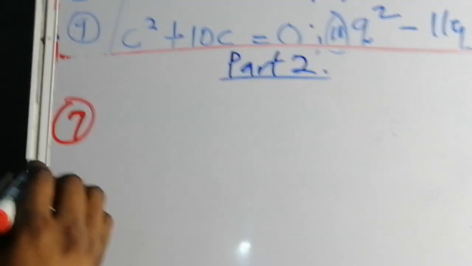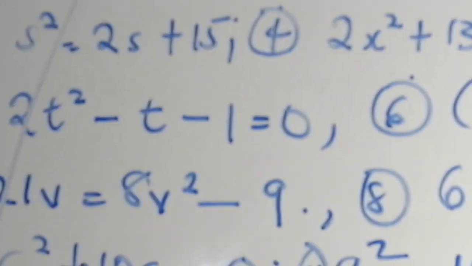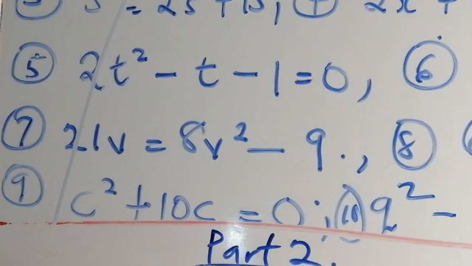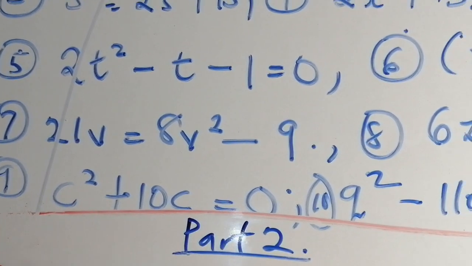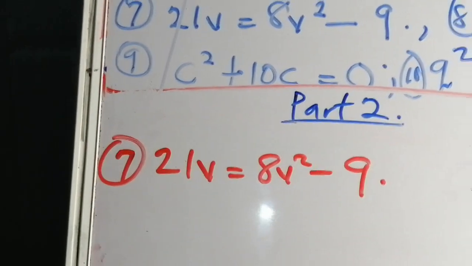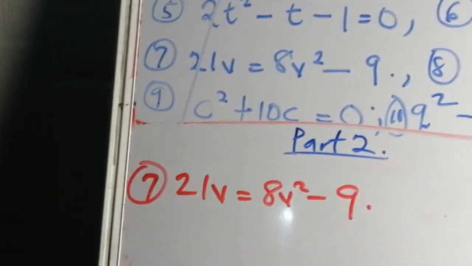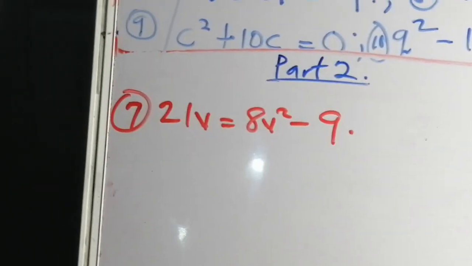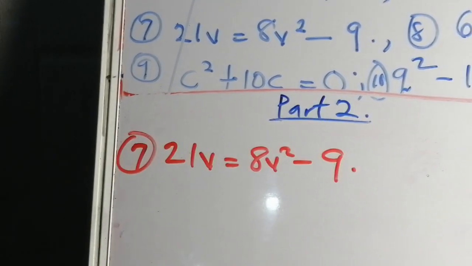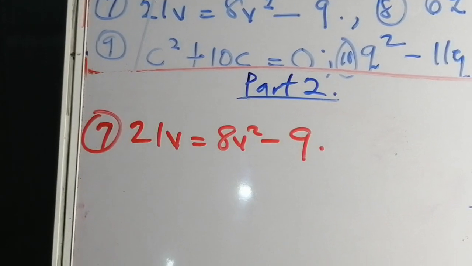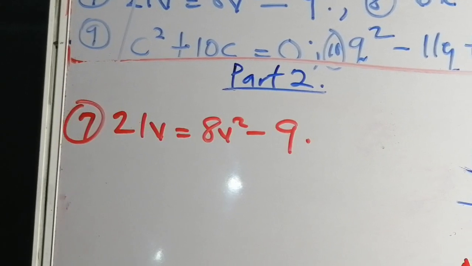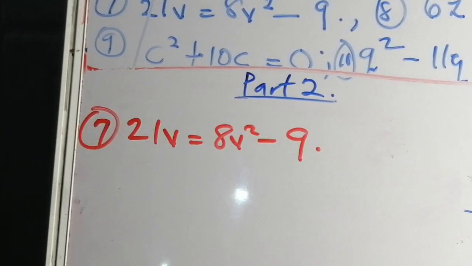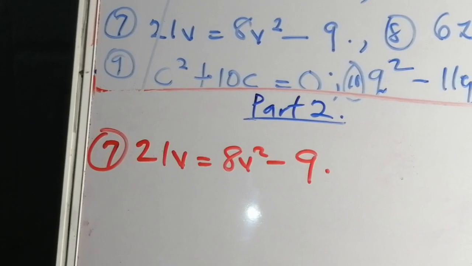So we have 21v equals 8v squared minus 9. If you look at this very well, they've scattered the arrangement for you. They want you to arrange it yourself. Do you understand me now? So you just need to arrange it and see how it will fit into factorizing, like the way we've been doing.